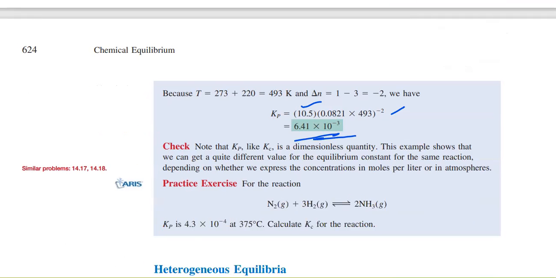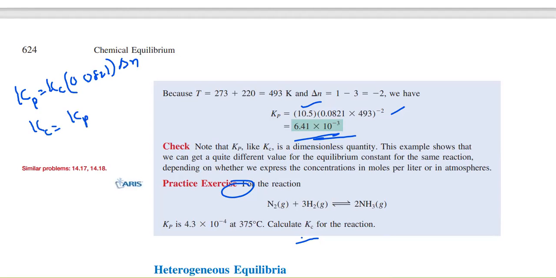Likewise, you can also find Kc for this practice exercise. They are asking us to find Kc. The relation between Kp and Kc is Kp equals Kc into (0.0821 T) whole power delta n. Whereas if they ask for Kc, then it will become Kp into (0.0821 T) whole power minus delta n.